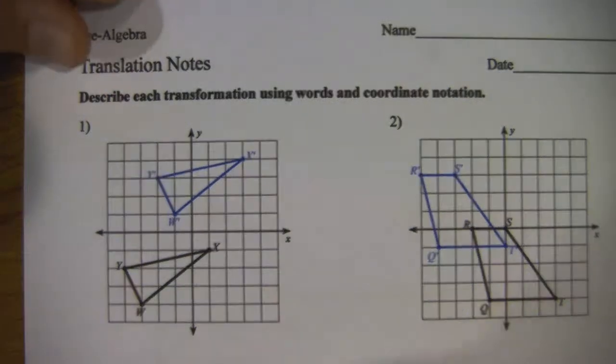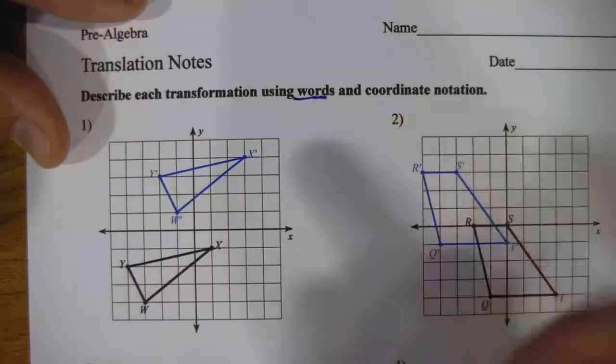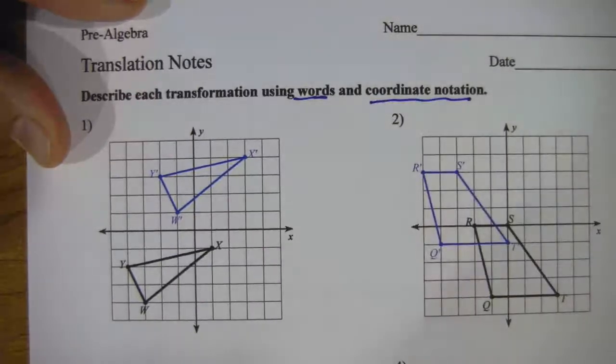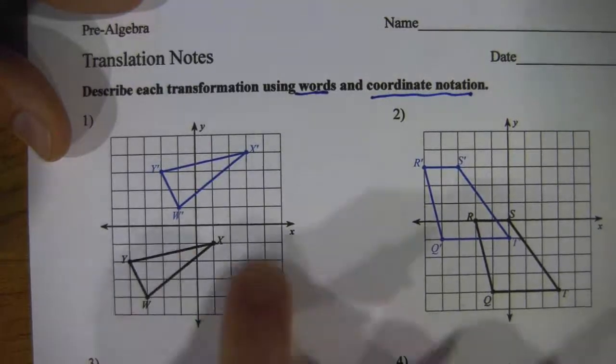First thing we're going to do is describe what we're seeing in words. And then we're going to describe it using something called coordinate notation. And that sounds really, really complicated. And I promise you it's not. It's pretty easy. So let's start off by dealing in words.